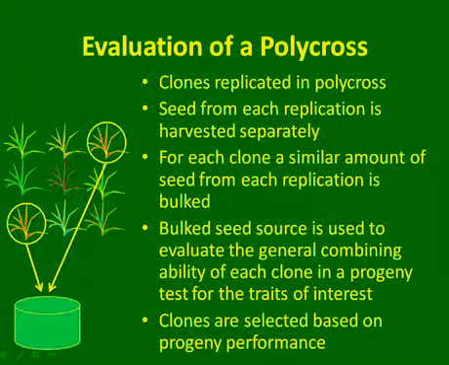You have a bulked seed source that would be used for evaluating your general combining ability of each clone in a progeny performance test, and this would be for your traits of interest. You then take clones and select them based on that progeny test performance.